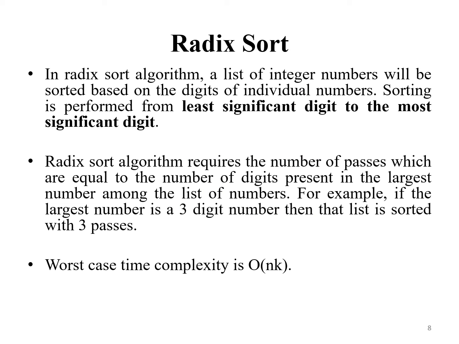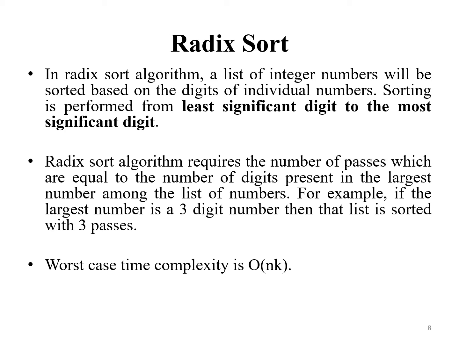Radix sort. Most sorting algorithms perform their sort by comparing elements. But in the radix sort algorithm, a list of integer numbers is sorted based on the digits of individual numbers. Sorting is performed from the least significant digit to the most significant digit. The radix sort algorithm requires a number of passes equal to the number of digits present in the largest number among the list of numbers.